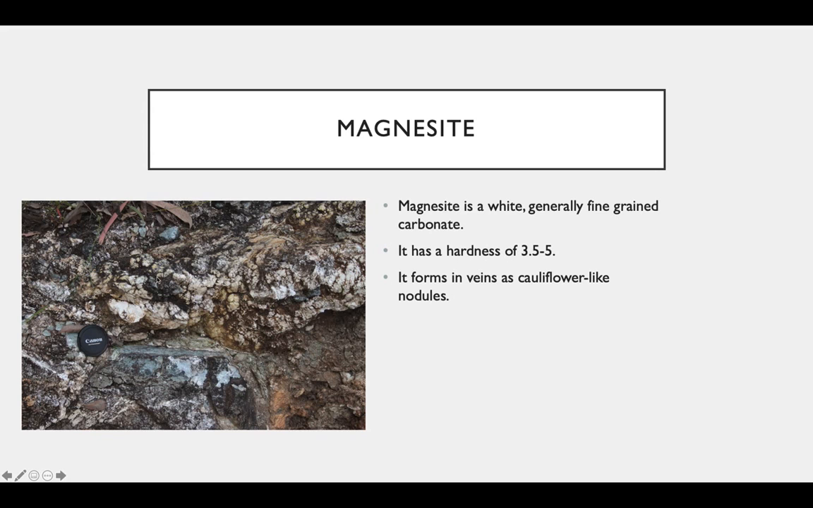Here's just an example of magnesite, the white area here. It's fairly fine grained, soft, and it's forming these sort of nodular areas here where we might have a bit of serpentinite preserved.